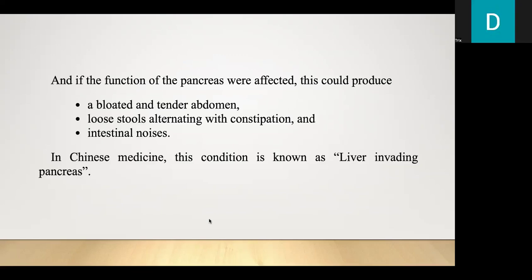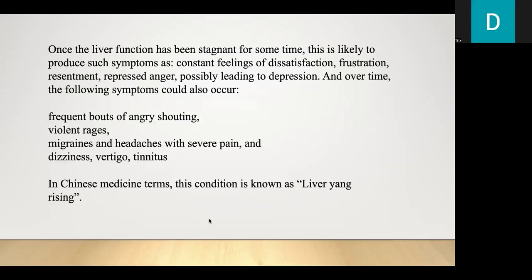And if the function of the pancreas were affected, this could produce a bloated and tender abdomen, loose stools alternating with constipation and intestinal noises. In Chinese medicine, this condition is known as liver invading pancreas.